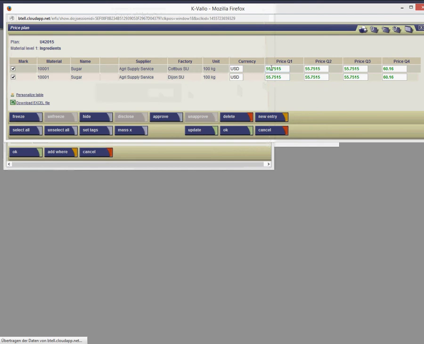And you see the prices have increased, and you see in the fourth quarter we have increased the price even more, so the sugar price has increased even more. So that's the price for 100 kilogram of sugar. Remember, the commodity price was in US dollars per pound.